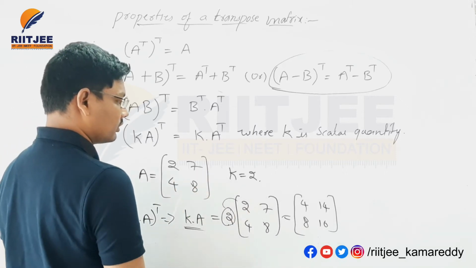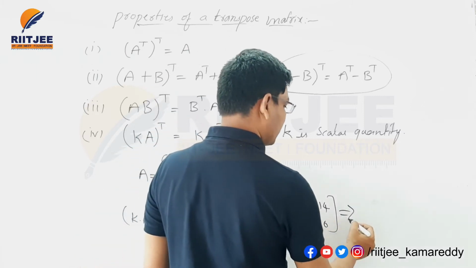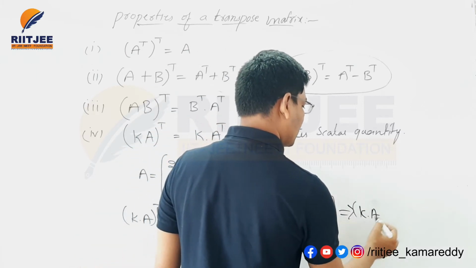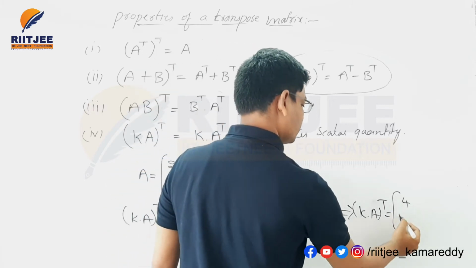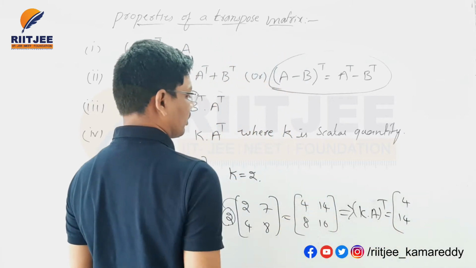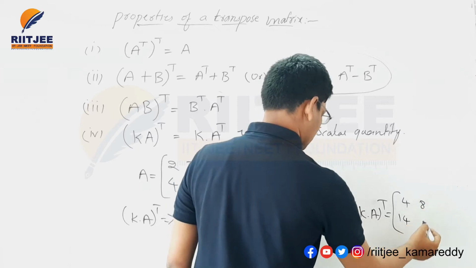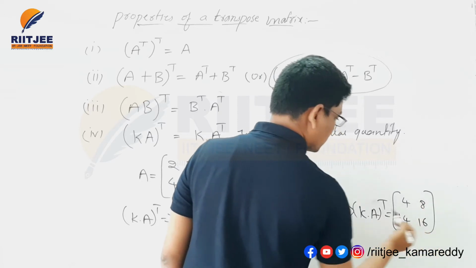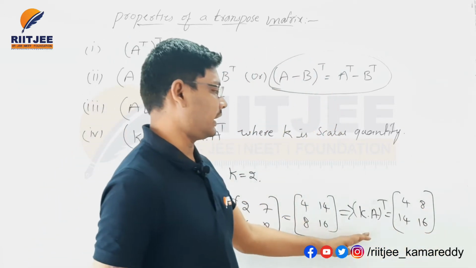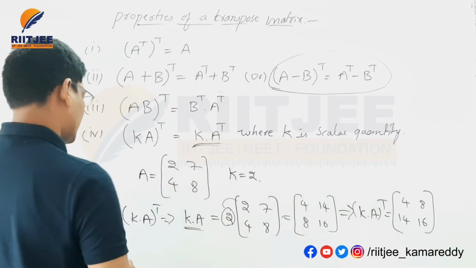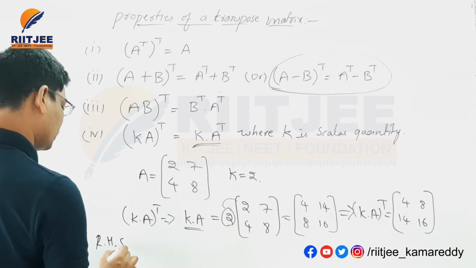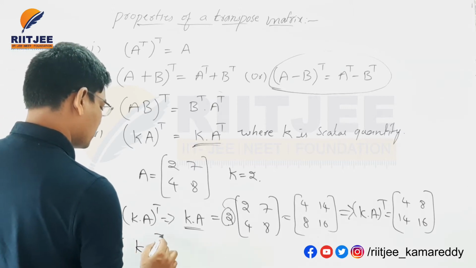This is kA value. The transpose of this value becomes (kA) whole transpose, which gives 4, 14. The rows of this matrix change to columns and the columns of the matrix change to rows. So this is the final value of (kA) whole transpose. Let us go for RHS, that is equal to k into A transpose.